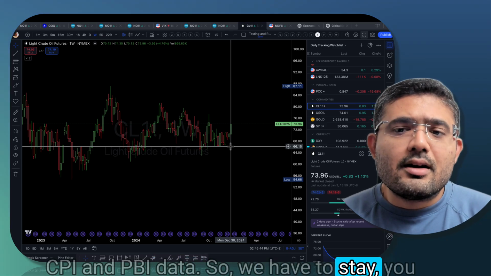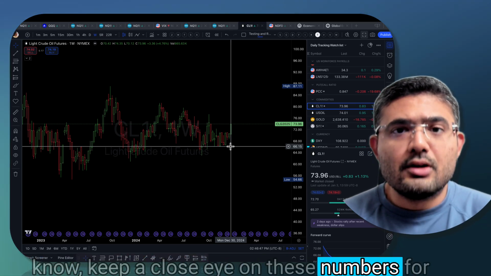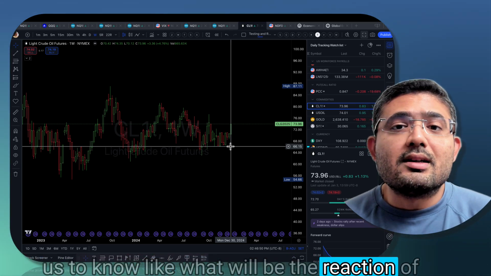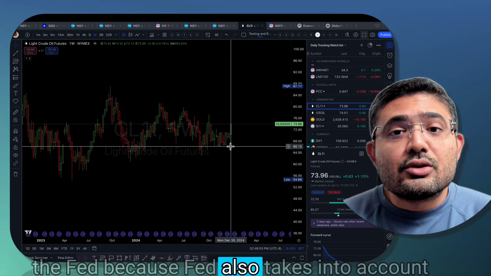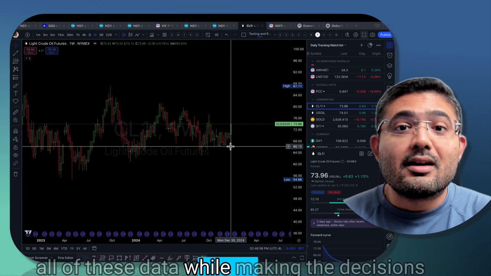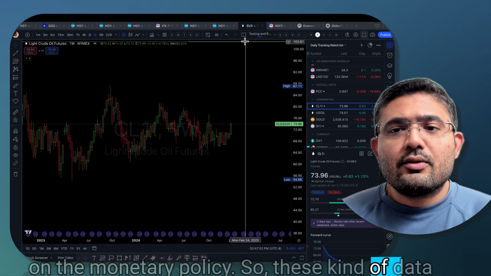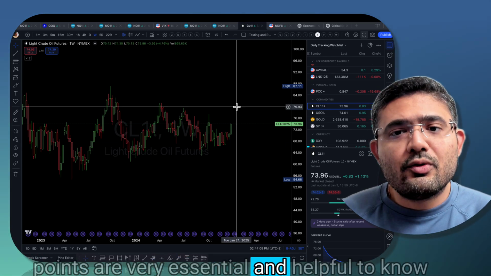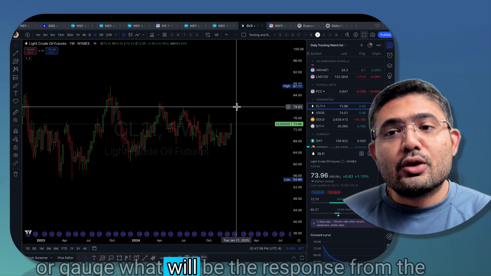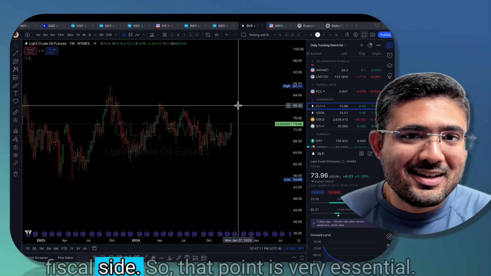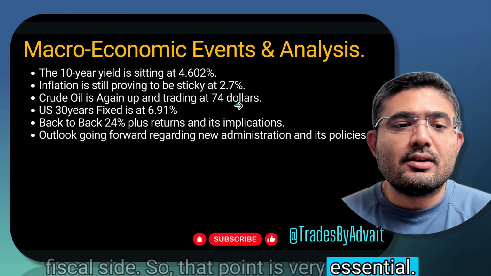We have to keep a close eye on these numbers to know what the reaction of the Fed will be, because the Fed also takes all of this data into account while making decisions on monetary policy. So these kinds of data points are very essential and helpful to gauge what the response will be from the fiscal side. So that point is very essential.